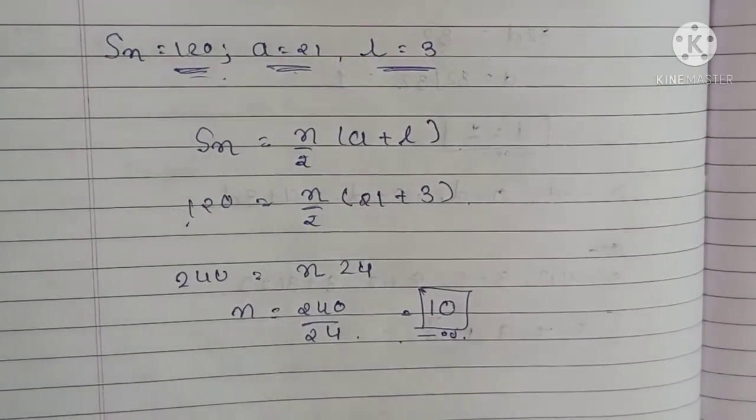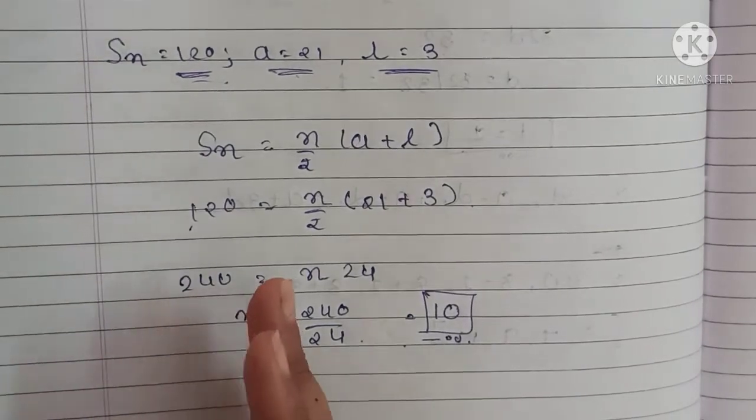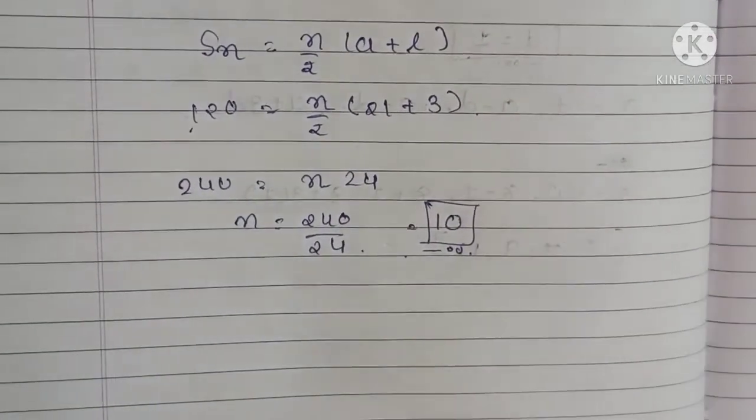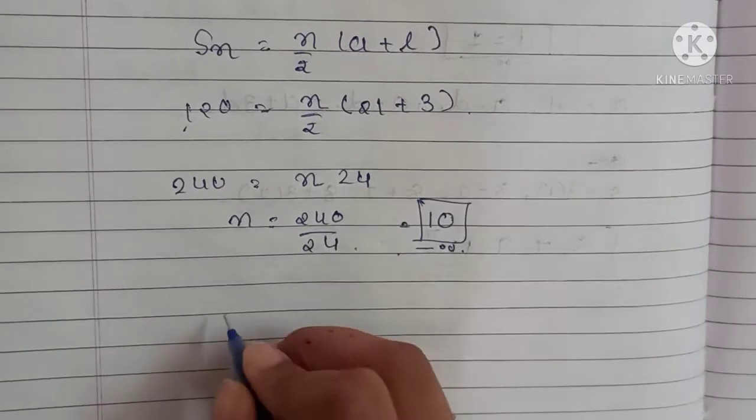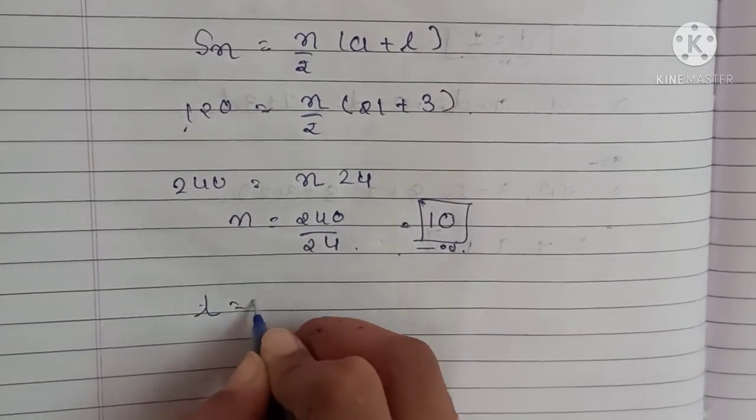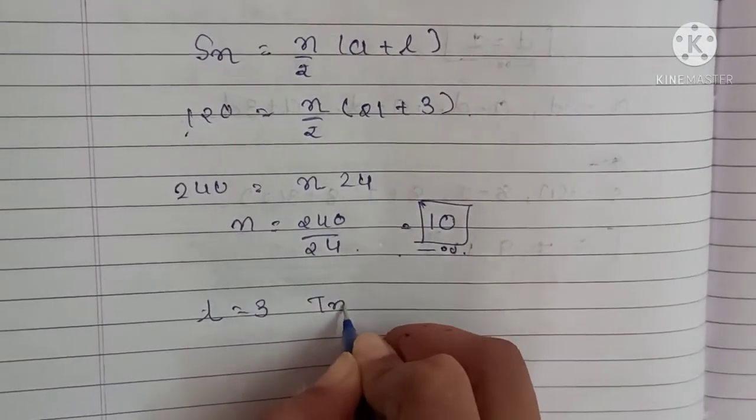But in each group, that means first stage, second stage, third stage, so we have to find the total series. Then L is given, that is 3. That means Tn is given as 3.